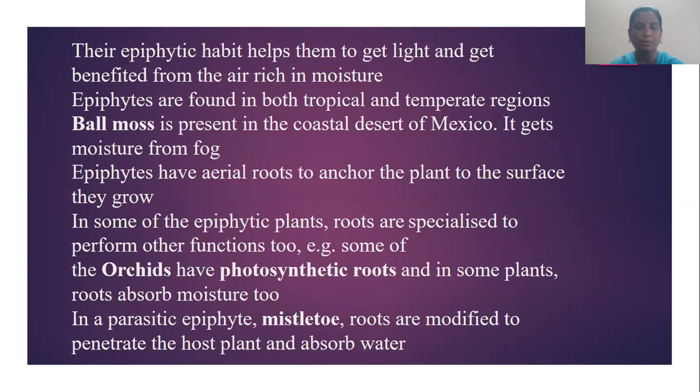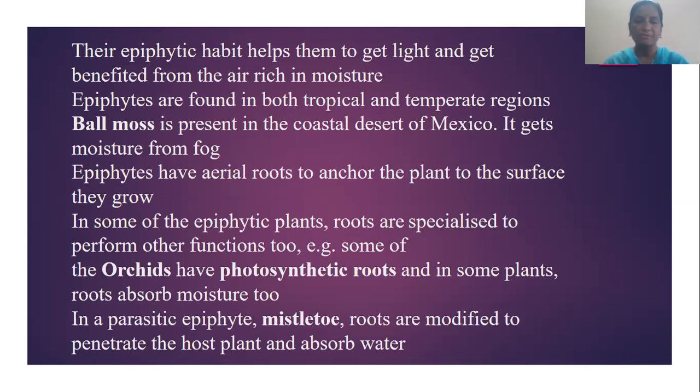Epiphytes are found in both tropical and temperate regions. Ball moss is present in the coastal desert of Mexico. It gets moisture from fog. Epiphytes have aerial roots to anchor the plant to the surface they grow on. In some of the epiphytic plants, roots are specialized to perform other functions. For example, some of the orchids have photosynthetic roots, and in some plants, roots absorb moisture too.